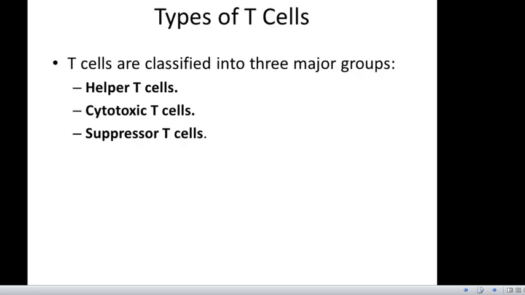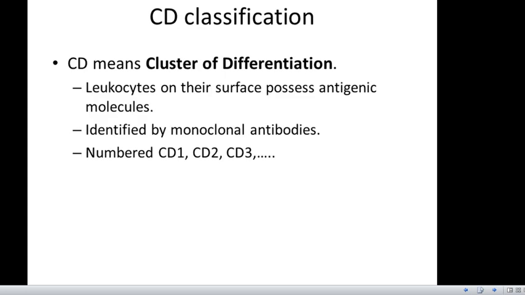T cells are classified into three major groups: helper T cells, cytotoxic T cells, and suppressor T cells. They can also be classified according to the CD classification. CD means cluster of differentiation. The leukocytes on their surface possess certain antigenic molecules, which are identified by monoclonal antibodies, and they're numbered CD1, CD2, CD3.